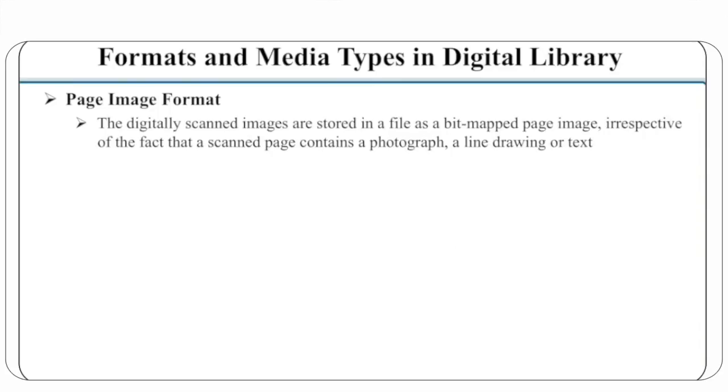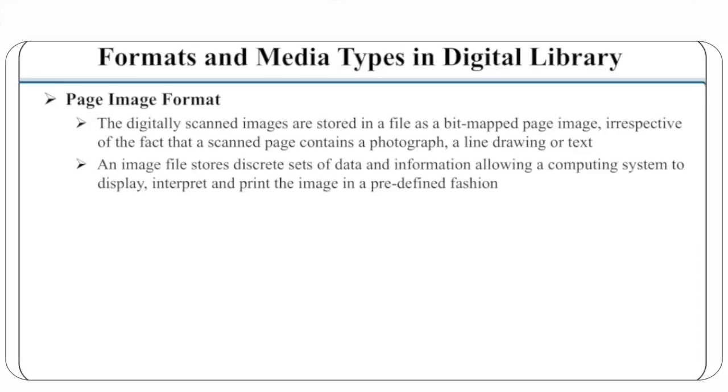The digitally scanned images are stored in a file as a bitmapped page image, irrespective of the fact that a scanned image contains a photograph, a line drawing, or text. An image file stores discrete sets of data and information allowing a computer system to display, interpret, and print the image in a predefined fashion.